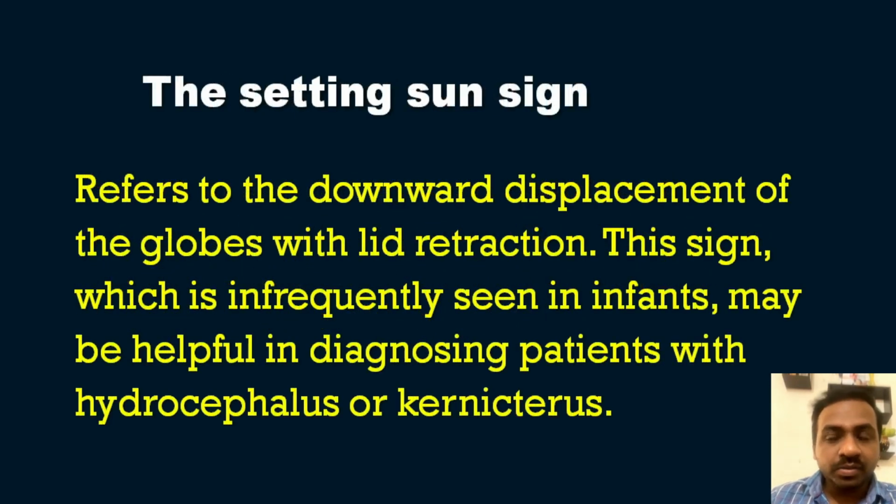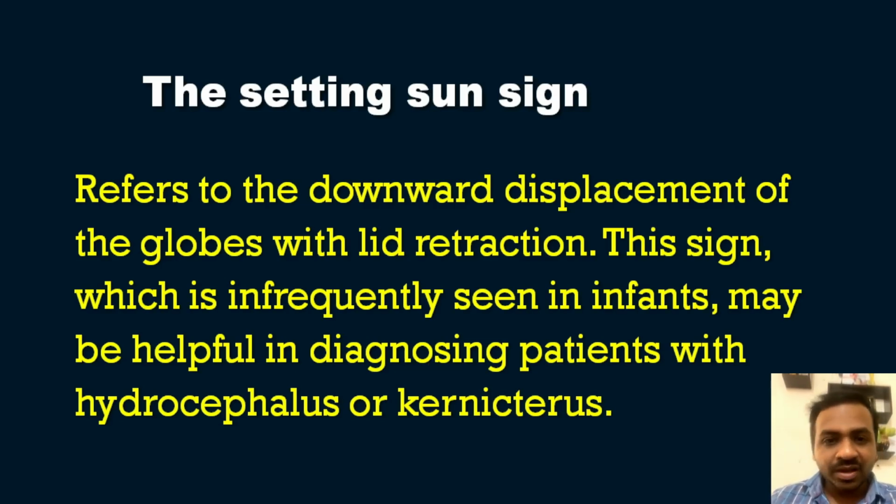And the final option was the setting sun sign. Okay, so what is setting sun sign? It refers to the downward displacement of the globes with lid retraction, and this sign, which is infrequently seen in infants, may be helpful in diagnosing patients with hydrocephalus or kernicterus. Okay, so setting sun sign is associated with hydrocephalus or kernicterus. So that is setting sun sign. So from the first question you are getting answers for another 3 questions.